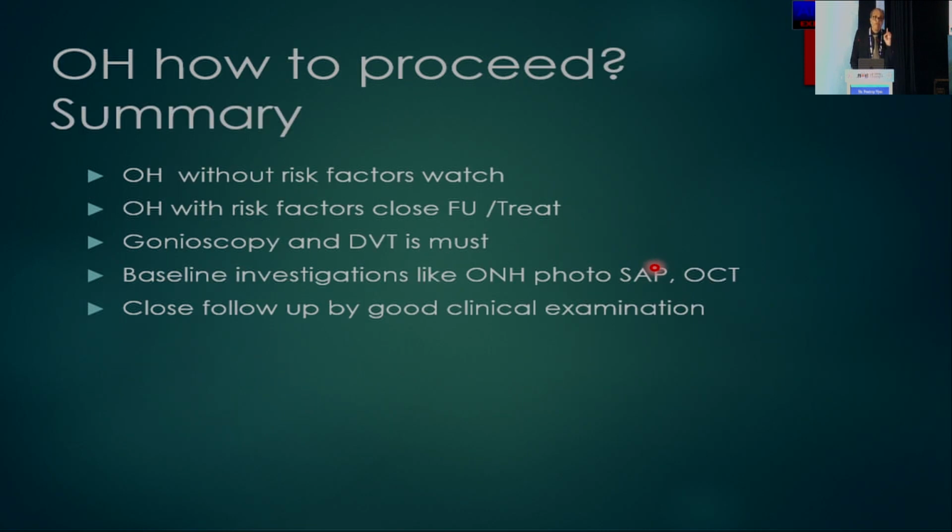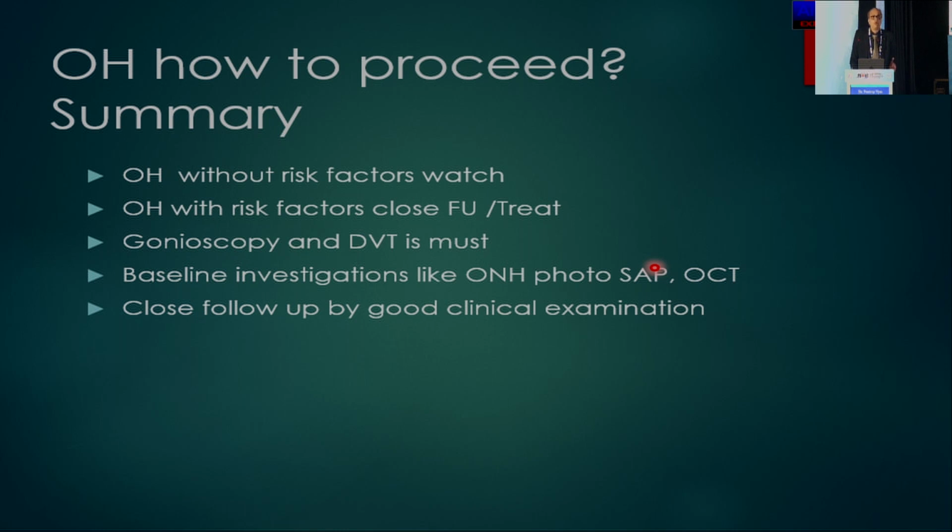If your patient is at low risk, then do serial follow-up. Do not treat the patient. If the patient is at high risk, then close follow-up is required and you may decide at your discretion whether to treat or not. Gonioscopy and DVT are a must in all these patients. Baseline investigations like ONH photos, standard automated perimetry and OCT have to be done.